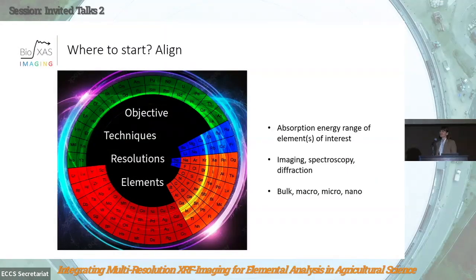These are just a few factors that I'm mentioning, and they are not limited to these examples. First would be at what energy range your element's absorption energy would fall into. Is it in the soft X-ray, tender or hard X-ray region? What type of technique would actually resolve your research question? Is it imaging, spectroscopy, diffraction or tomography? And what type of resolution do you need? Do you need bulk spectroscopy or macro, micro, or nano resolutions?